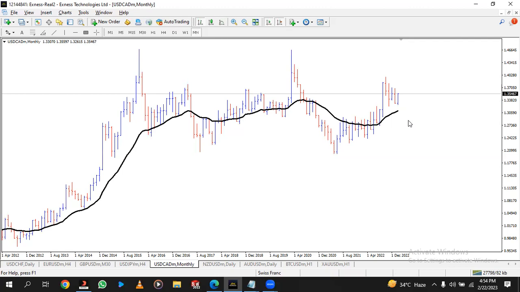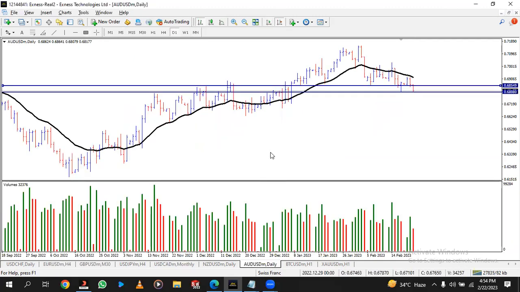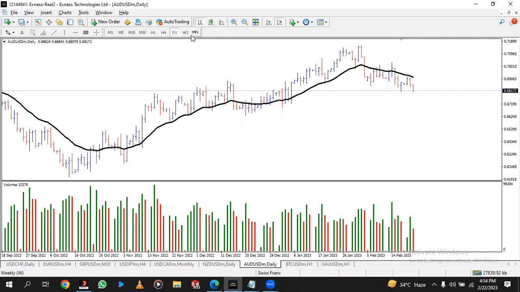Let me make use of AUD USD so that it will be so easy for you to understand before we go to the complex one. Now, this is AUD USD. Now, we want to analyze AUD USD. Now, I'm going to start from the monthly time frame, just like you can see on my chart, the monthly time frame.